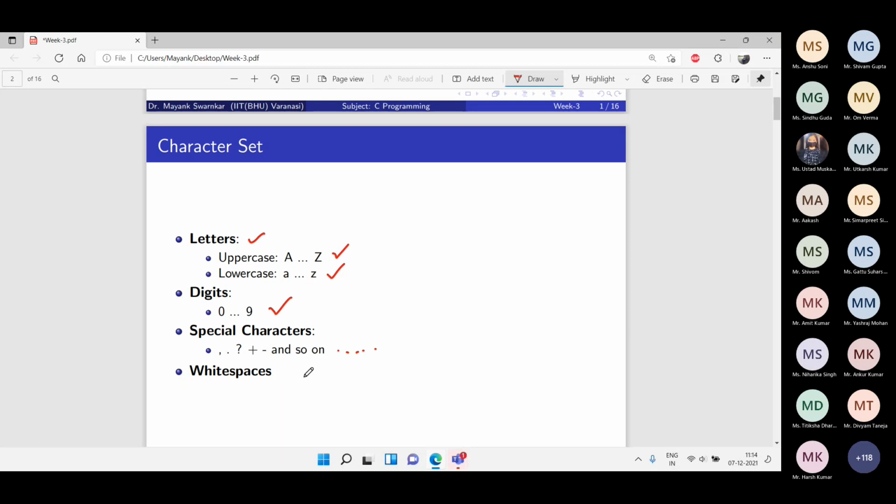So these are the character sets. When we ask what the character sets are in the C programming language, these are the character sets: letters, digits, special characters, and white spaces. How we'll use them, we'll take a look afterwards. But these are the character sets.